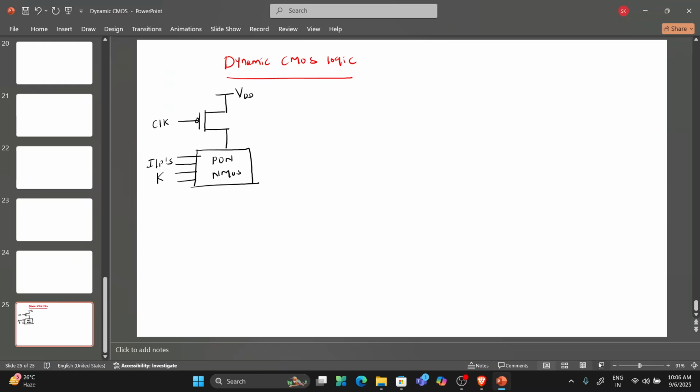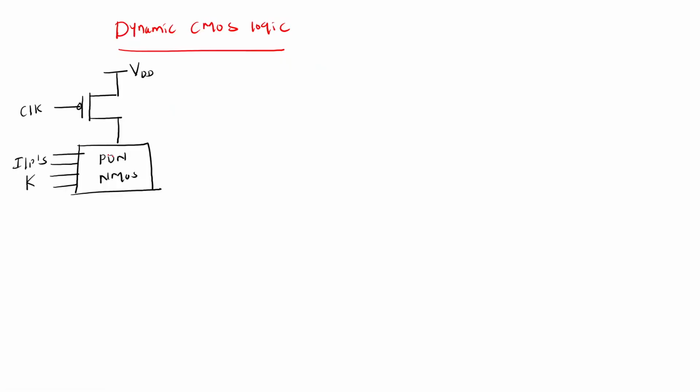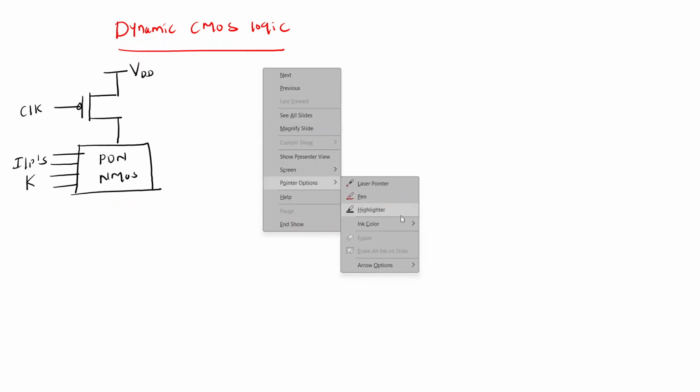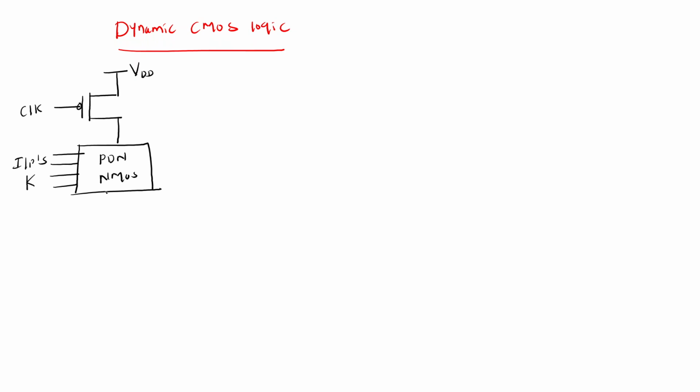So inputs are K inputs, and output. If you see the output, one more NMOS transistor will be there. For this NMOS transistor, again you are giving a clock. And here this is nothing but ground or VSS. So this is the basic structure of dynamic CMOS logic.